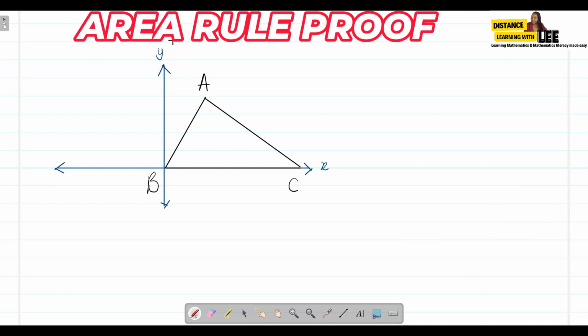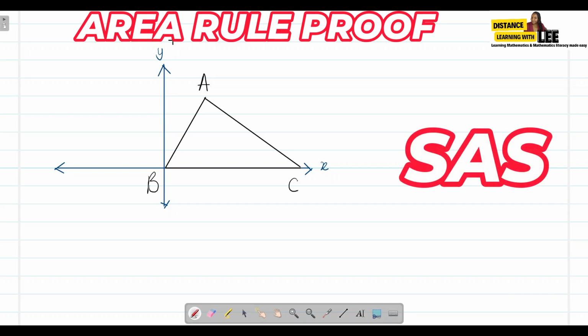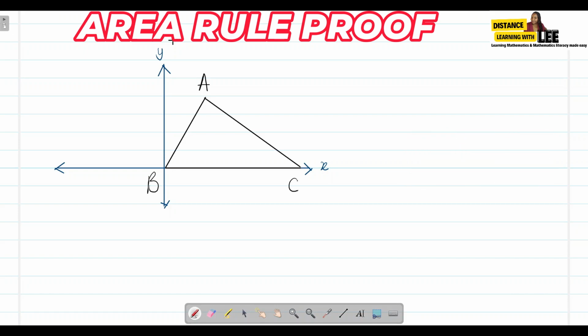Now, what happens when we're dealing with the area rule? For you to apply the area rule to a triangle, you need to have two known sides and one known angle that is an included angle. What do I mean by that? Let's say you were given side AB, and this side was 12 centimeters, and we're given side AC, and we're told AC was 17 centimeters, and we're given this angle as a 70-degree angle.